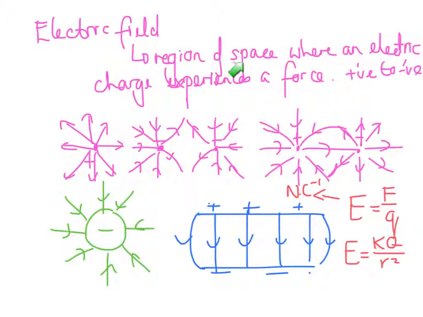Need to know about electric fields. Electric fields are a region of space where an electric charge will experience a force. Officially, it is in the direction that a positive point charge would move. Well, where would a positive point charge move? Positive would move towards negative. So it's positive to negative. You need to know the shapes of all of these different fields.